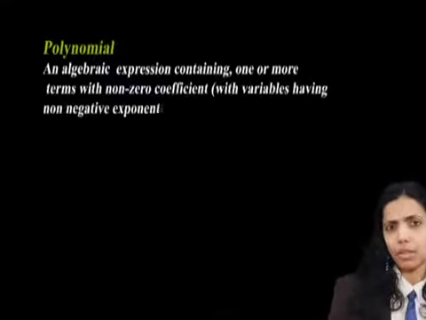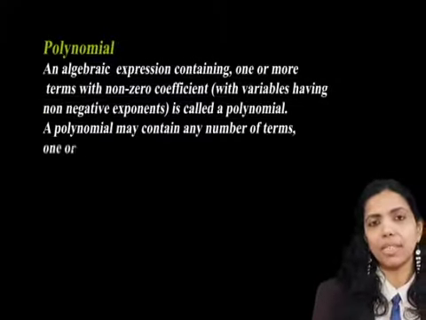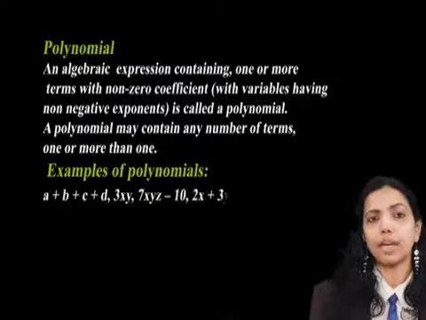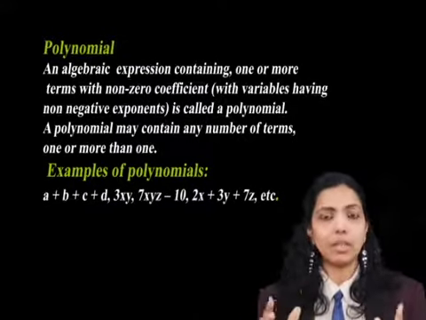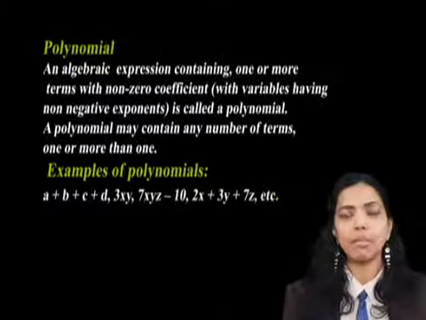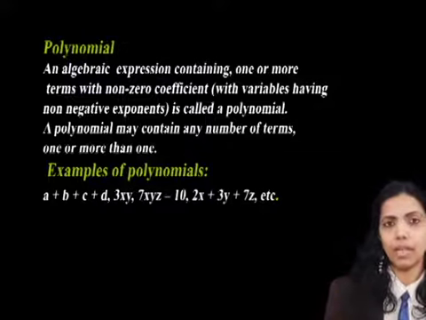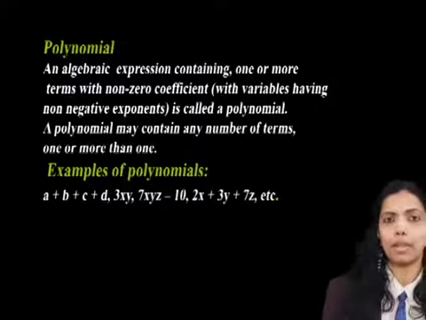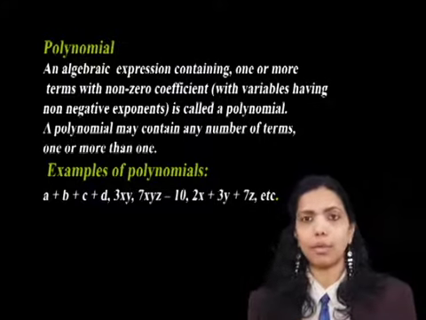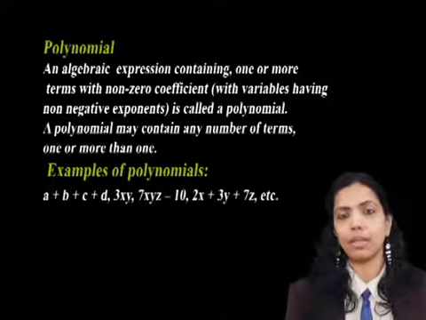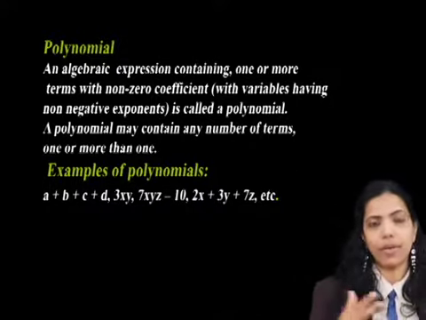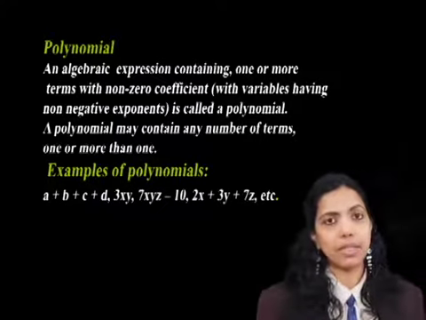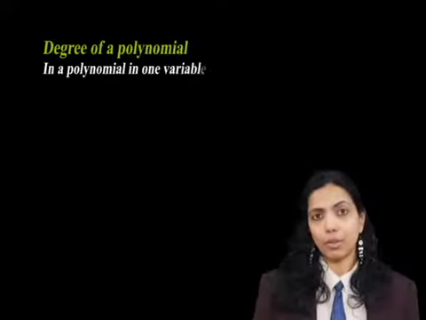Now here comes a new word for you, polynomial. What is a polynomial? The word poly means many. So we have an algebraic expression containing one or more terms with a non-zero coefficient with variables having non-negative exponents, called a polynomial. A polynomial may contain any number of terms, one or more than one. Examples of polynomials: a plus b plus c plus d, 3xy, 7xyz minus 10, 2x plus 3y plus 7z, etc. We can create our own polynomials.